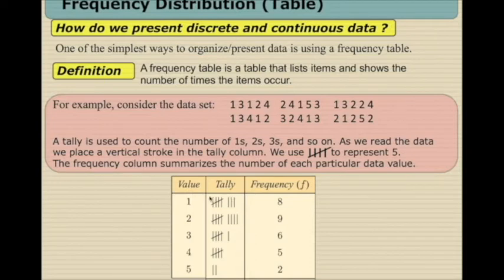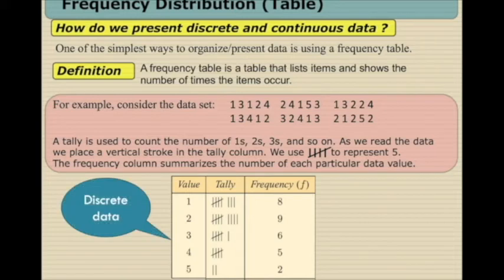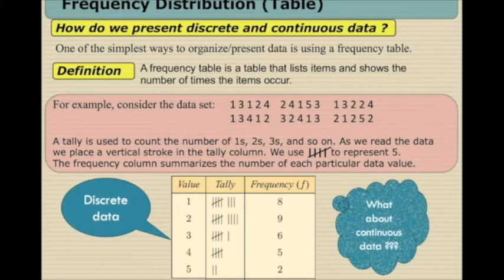So for example, for value 1, there are 8, and here there are 9 of value 2. Here there are 6 of value 3, and so on, and the total is 30. So that's one way to present the data. And this is discrete data. But what about continuous data?